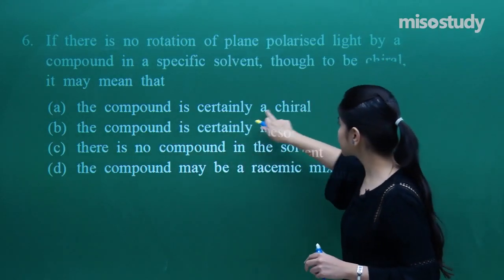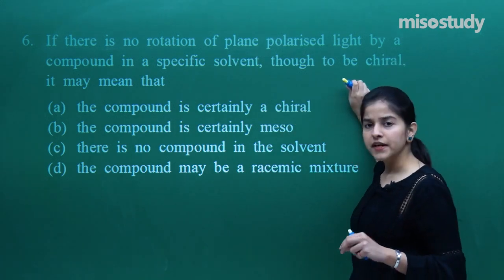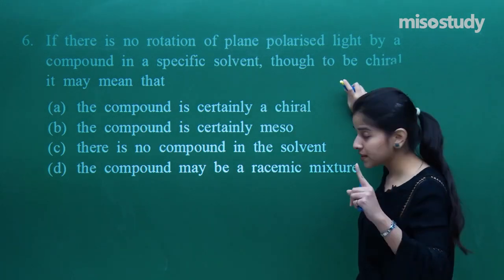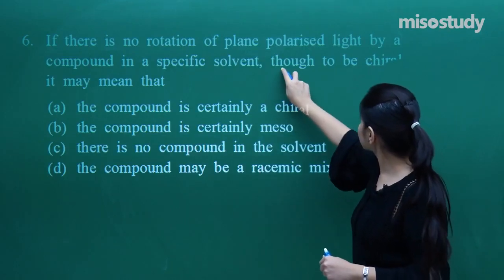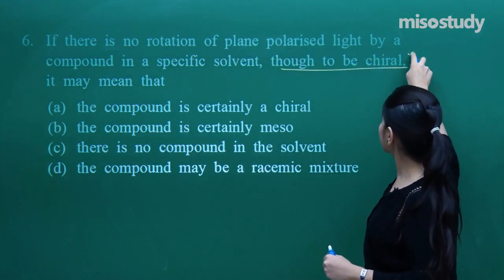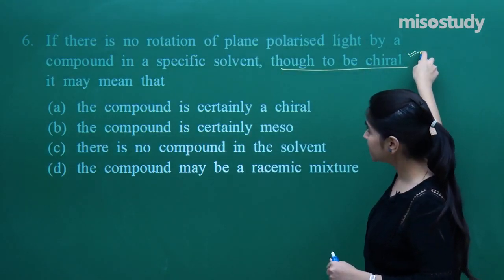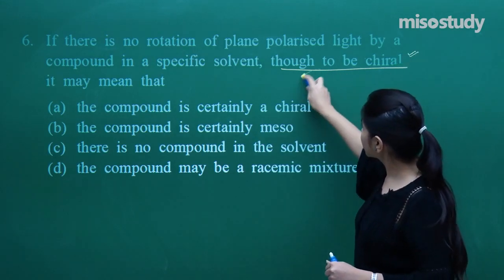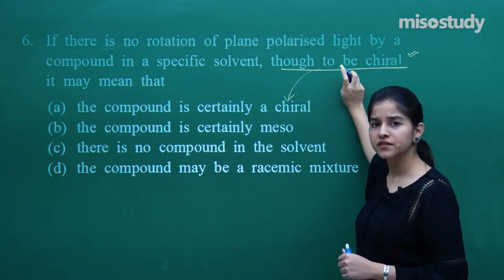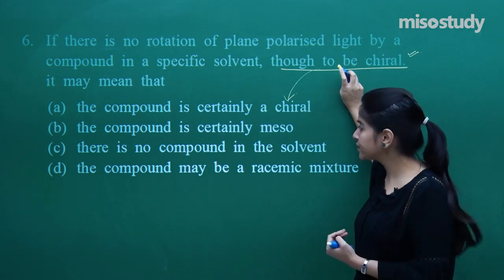The compound is certainly chiral. It may or may not be chiral, but here they have already mentioned it to be chiral, right? So I don't think that this is a correct explanation, because it's already mentioned in the question.